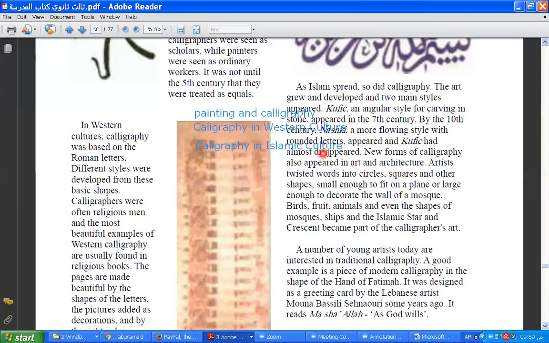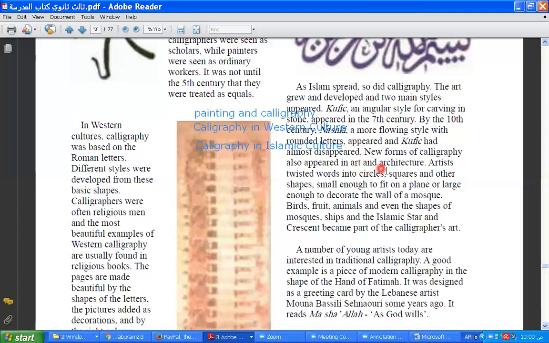It means rounded letters appeared in Kufic, and Kufic had almost disappeared. بعدين بالقرن العاشر ظهر خط النصر. بعدين الخط الكوفي انتهى أو اختفى واستبدل بخط النصر.